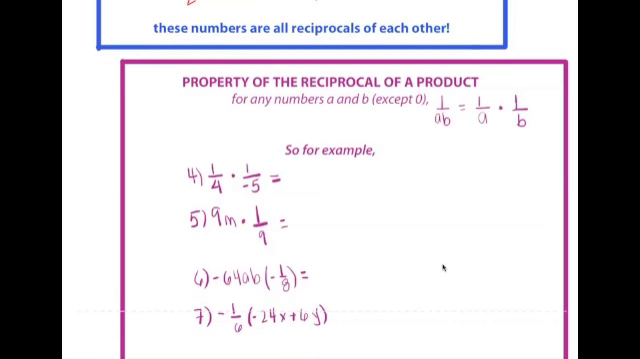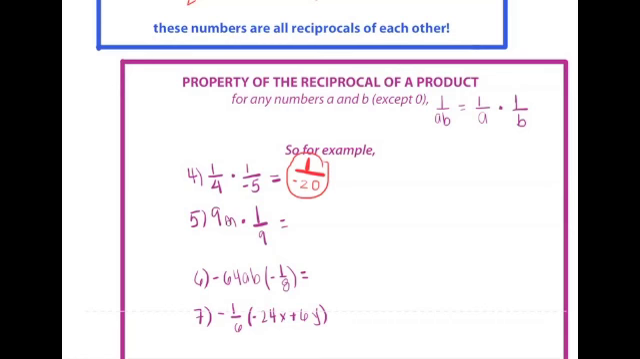So for number 4, multiply the tops together. 1 times 1 is 1. Multiply the bottoms. 4 times -5 is -20. And that's all I can do with that. So that's going to be the final answer for number 4.